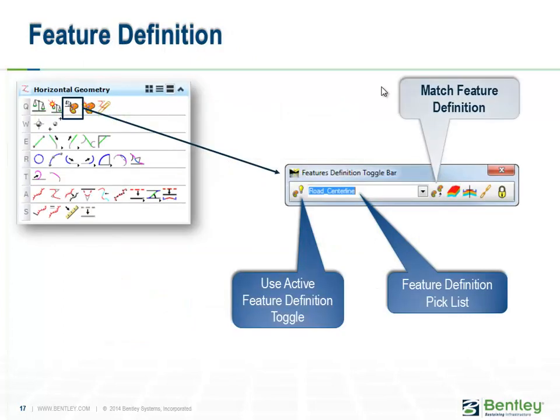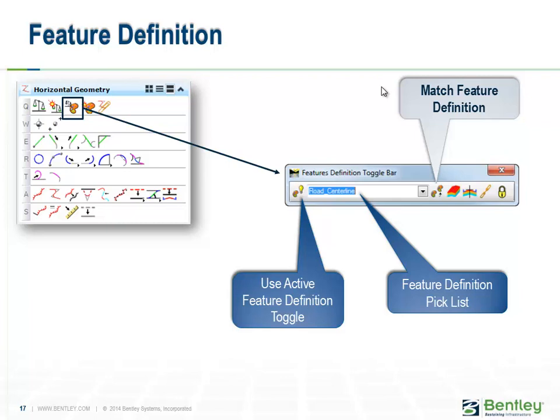As discussed earlier, feature definitions define how geometry appears and other parameters. It is a good practice to always assign a feature definition to all geometry elements. The best way to do this is to use the feature definition toggle bar. Set your feature definition before placing any of your geometry.